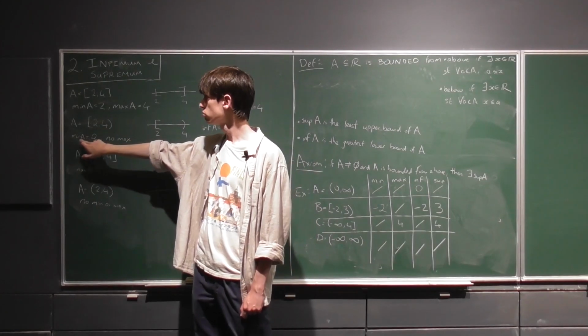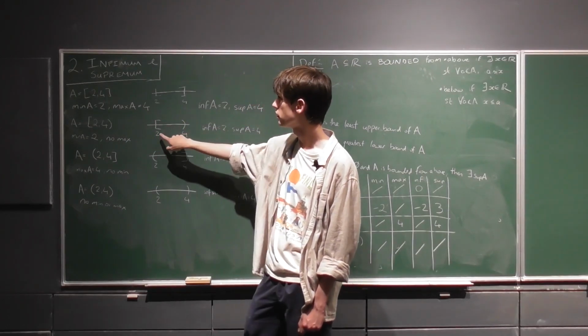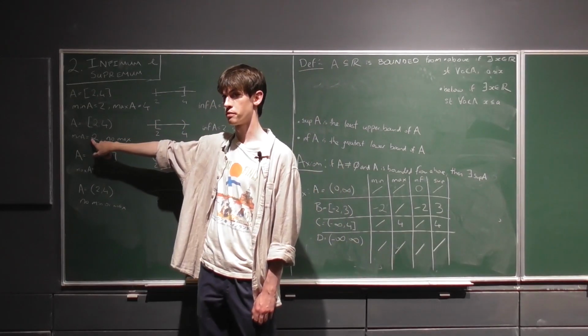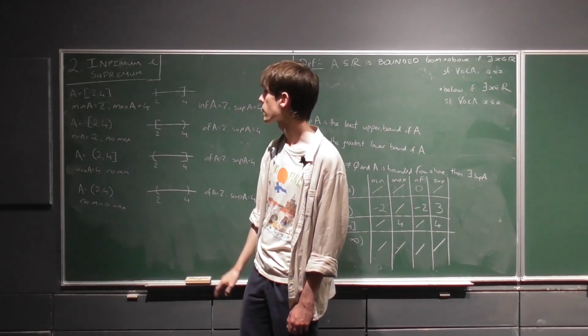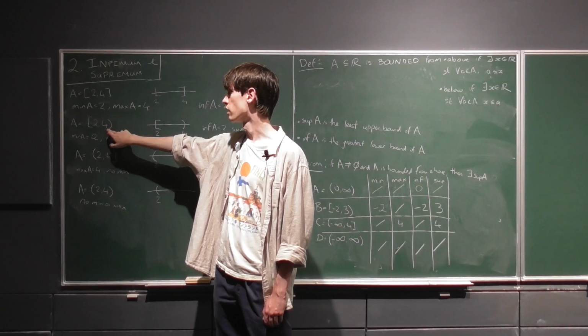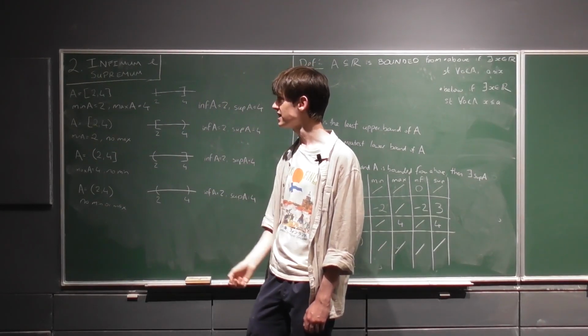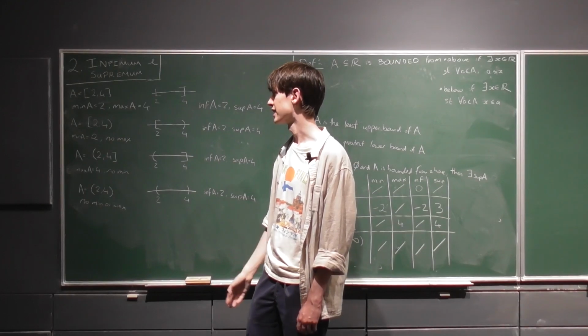Here, if we were to have a closed bracket and an open bracket, we could say that 2 is in the interval here, right? This is how we would denote it on the real line. 2 is in the interval, so it's the minimum of the interval. However, there's no maximum because 4 here, this is a strict inequality. So 4 would not be in the set, so we cannot say that there's a maximum.